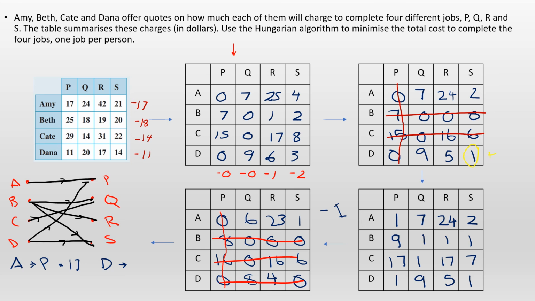And that had a cost of 14. Kate has to do Q, that's the only one she has a line to. And she is quoting 14 for that, which means finally that Beth has to do R. And she is quoting 19 for that.